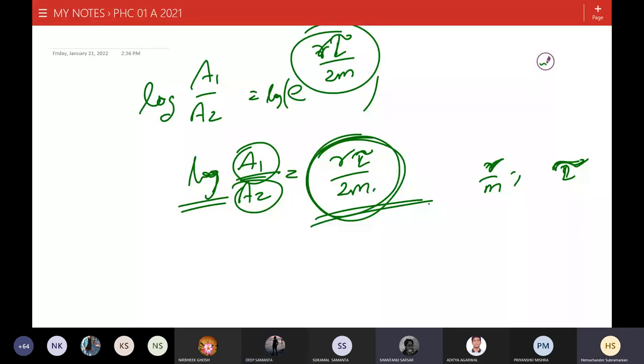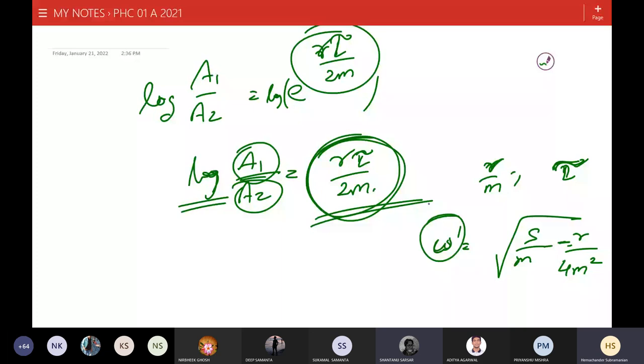No, this is an oscillation, right? See, the omega prime is a constant. Omega prime is square root of s over m minus r squared over 4m squared. That's your oscillation frequency, e power i omega prime t. This frequency is very specific. When the frequency is constant, the time period is also constant. Omega prime is 2 pi over tau. So if s is a constant, m is a constant, r is a constant, then omega prime is a constant, which means tau is a constant. So the time period will not change.